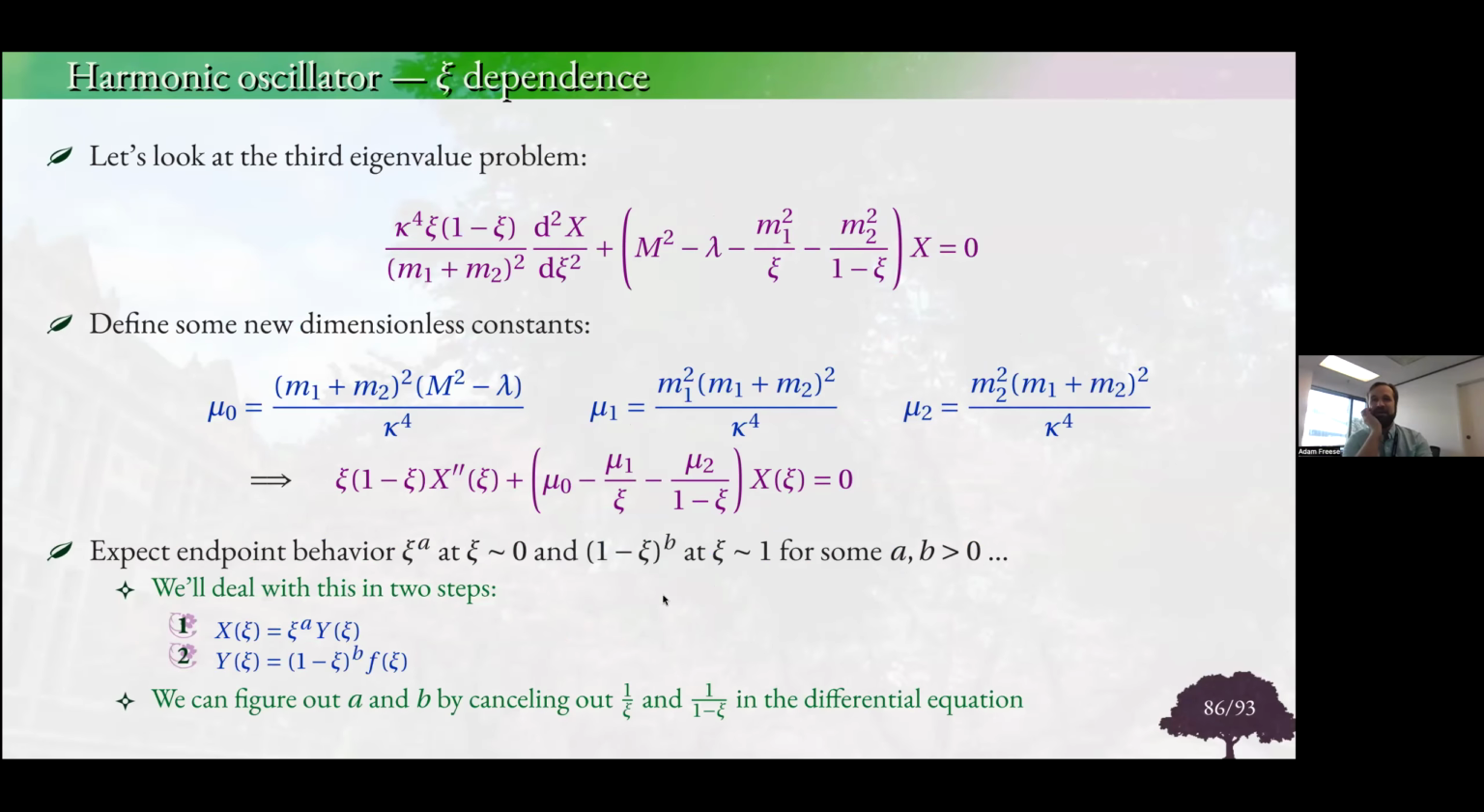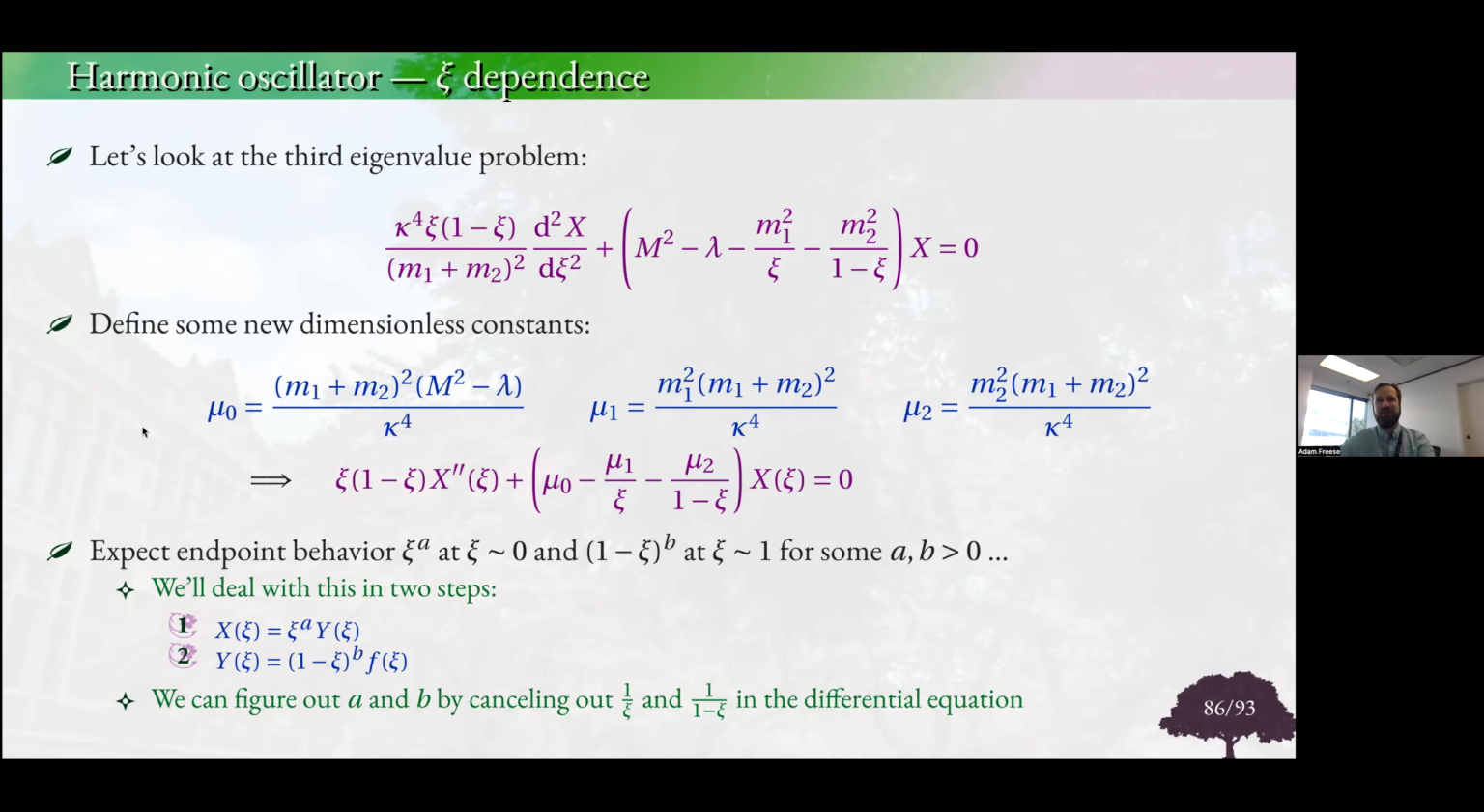The third eigenvalue problem is probably the more complicated of the three, but it's also solvable in a pretty straightforward way. So we have the second order differential equation for x of xi. You again define some new dimensionless constants in order to make the equation less of a handful, and you end up with this second order differential equation.